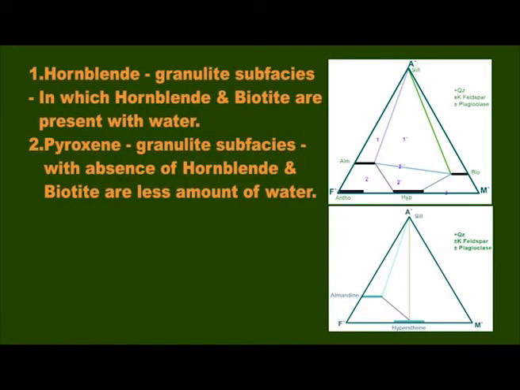All these reactions involving hornblende, anthophyllite, biotite are divariant according to the varying Fe-Mg ratio and also the condition of PH2O less than P total. The reaction starts at a certain temperature, but all equilibrium phases will be present over a temperature range until, with rising grade, hornblende, anthophyllite and biotite disappear. Thus, two subphases, hornblende granulites and pyroxene granulites, are recognized. First, hornblende granulite subphases, in which hornblende and biotite are present with water. Second, pyroxene granulite subphases, with absence of hornblende and biotite and less amount of water.